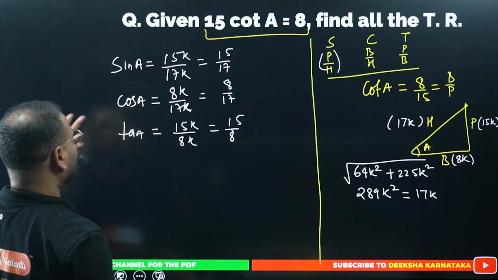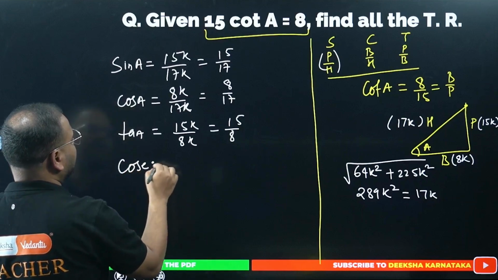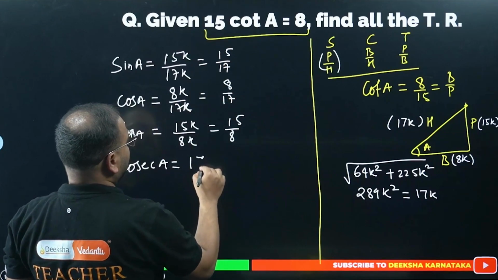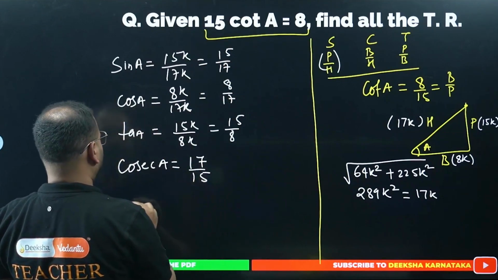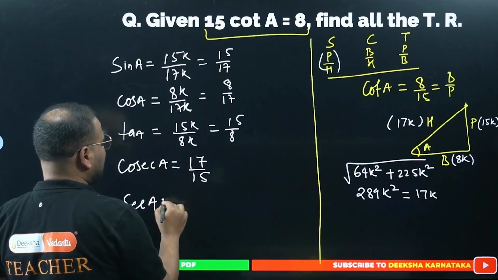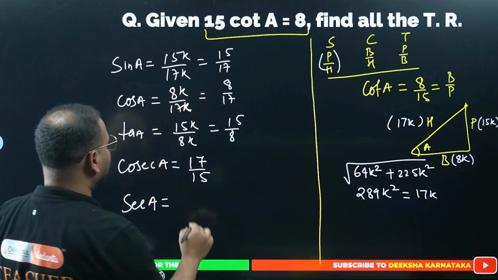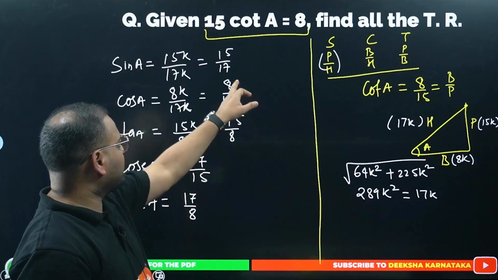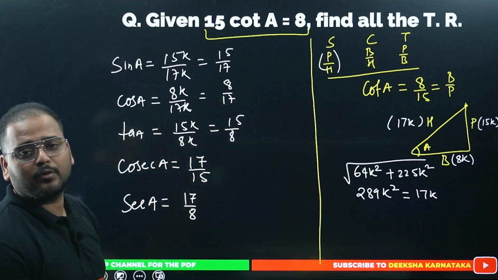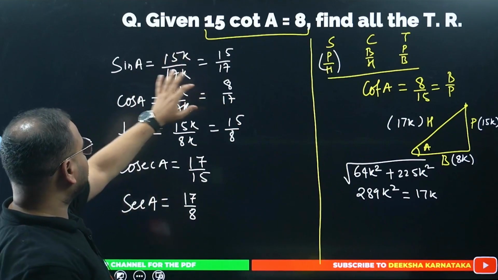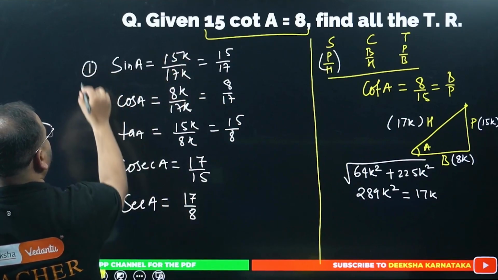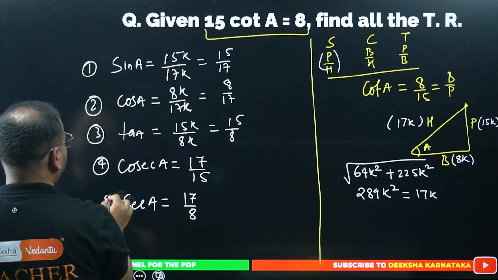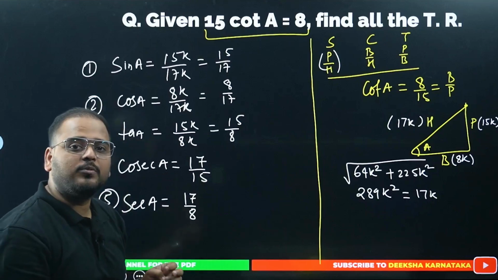What about cosec and sec? Cot we already know. So cosec will be directly the reciprocal of sine. 15 by 17 will become 17 by 15. What about sec A? Sec A will be the reciprocal of cos. So 8 by 17 will become 17 by 8. The reciprocal of 8 by 17 will be 17 by 8 only, no? So one of the ratios was given and we found the other 5: 1, 2, 3, 4 and 5. I hope this is clear.